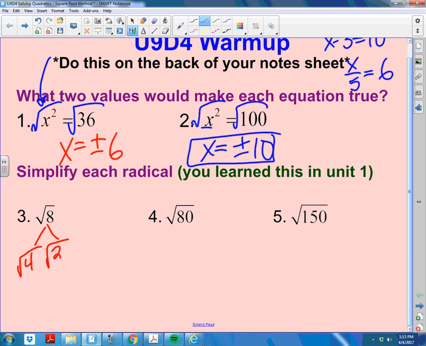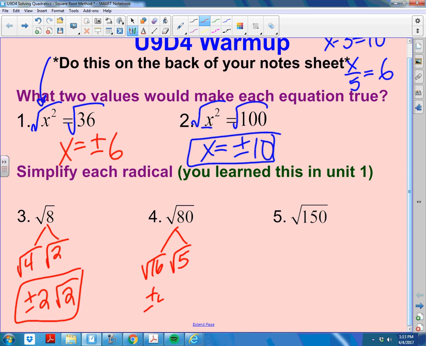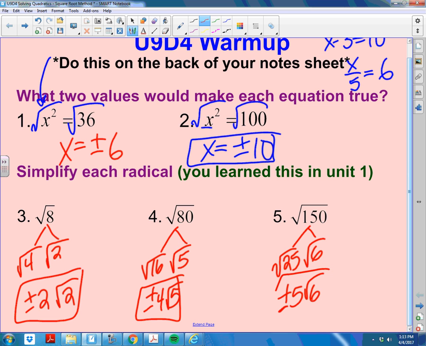What's the square root of 4? Y'all are killing me. Plus or minus 2 square root of 2. Because the square root of 4 has 2 answers. Still, it did 5 minutes ago. It still does. Square root of 80 breaks down to the square root of 16 times the square root of 5, which is positive or negative 4 times the square root of 5. 2 answers. And square root of 25, square root of 6, positive or negative 5 times the square root of 6.